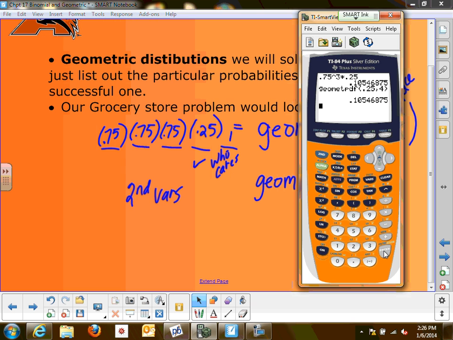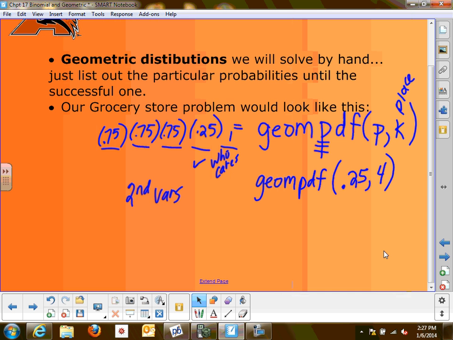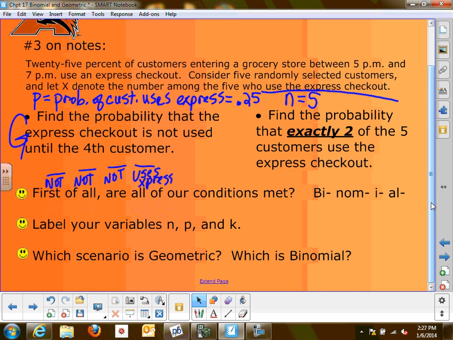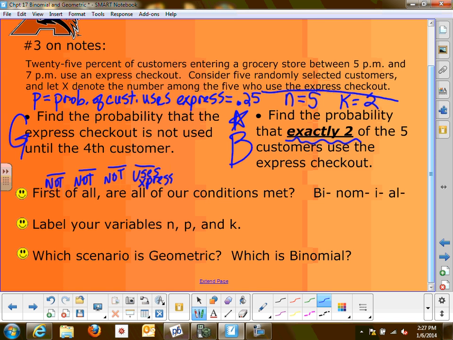You can do that. All right, so the geometric, we've kind of done that before. Let's do the binomial problem. Here we go. That's this one, the second one. Find the probability that exactly 2. So I just want 2 of those successes out of the 5. And they can be sprinkled anywhere. So there can be any combination of 2 sprinkled amongst those 5. So that is what makes this what type of problem? Binomial, because it's any combination. They can be sprinkled anywhere.